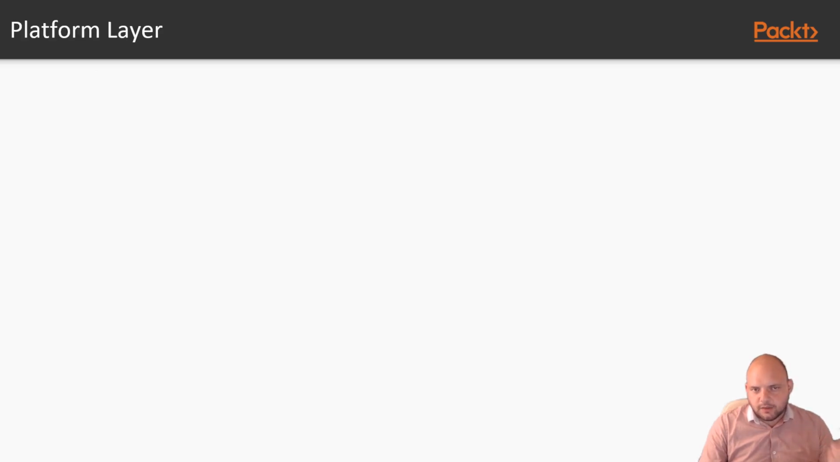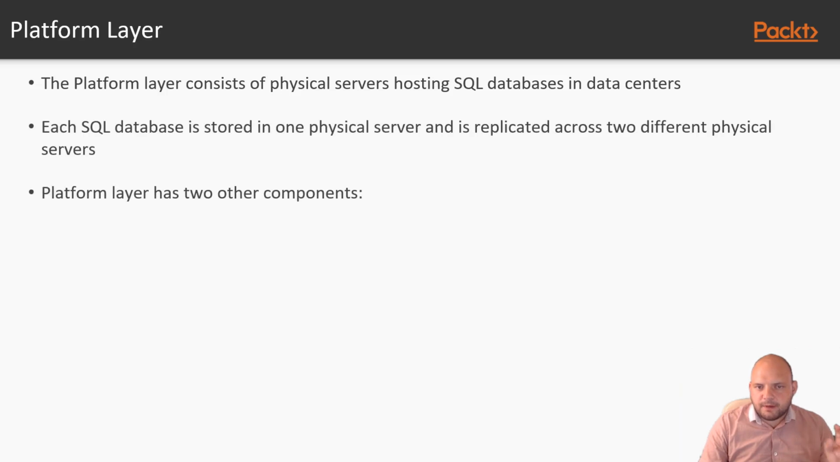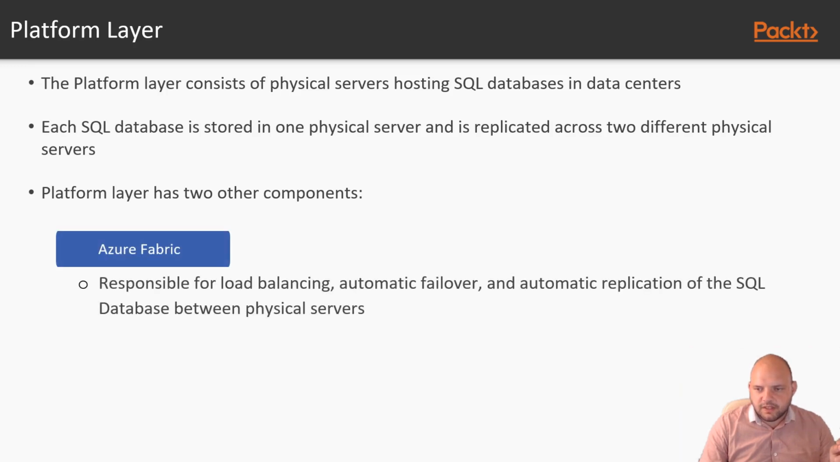It's also used for routing connections from the client layer to the physical server hosting the SQL database in the platform layer. Now, the platform layer consists of the physical servers hosting the SQL database in the data center. Each SQL database is stored in one physical server and replicated across 2 other physical nodes. So there's 3 nodes in total for your Azure SQL database. Now, the platform layer has 2 other components, which are Azure Fabric and Management Services. Azure Fabric is responsible for load balancing, automatic failover and automatic replication between the physical servers.